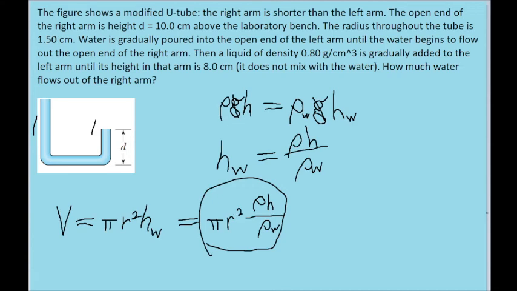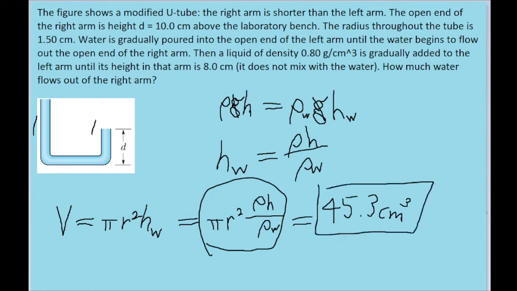We have the radius of the tube, 1.5 centimeters. We have the density of the fluid, 0.8 grams per cubic centimeter. And for the density of water, we can just use 0.998 grams per cubic centimeter, or just 1.0 grams per cubic centimeter if you don't want to deal with the decimal places. And for h, we'll just use 8.0 centimeters, since that's the height of the less dense fluid that's added. And if you plug this into your calculator, you get a volume of 45.3 cubic centimeters. Now this is the amount of water that is going to rise on the right side in terms of volume, which means all that water is going to spill out, and this is our final solution.